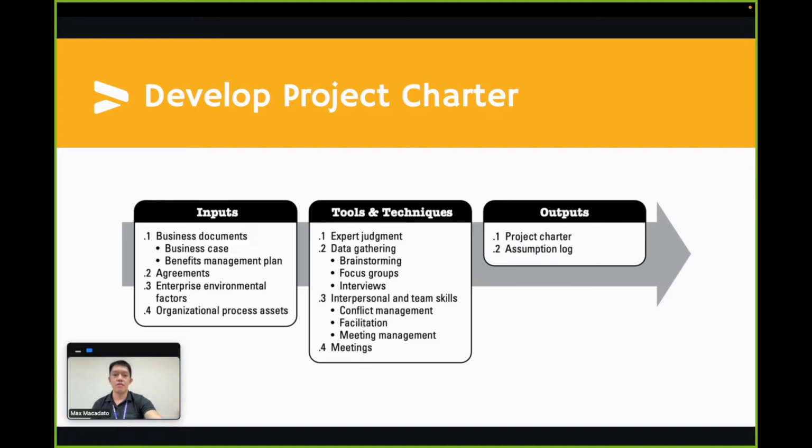Our outputs in this process are the project charter and the assumption log. The project charter is a document issued by the project initiator or sponsor that formally authorizes the existence of a project and provides the project manager with the authority to apply organizational resources to project activities. High-level strategic and operational assumptions and constraints are normally identified in the business case before the project is initiated and will flow into the project charter. The assumption log is used to record all assumptions and constraints throughout the project lifecycle.